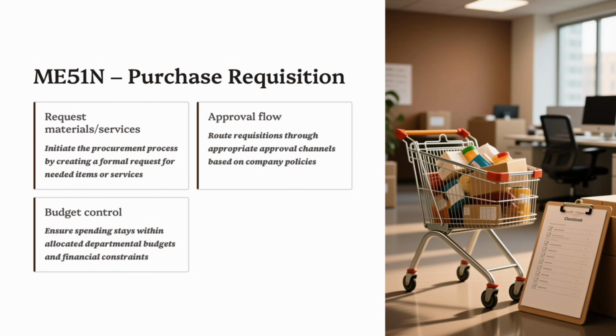Think of this as the official way for someone inside the company to say, "Hey, I need this material or service." In real life, imagine you're working in a manufacturing plant. The production team runs out of spare parts. Instead of just calling the procurement department, they log into SAP and create a purchase requisition in ME51N. Here they enter what they need, the quantity, and sometimes even a suggested vendor.